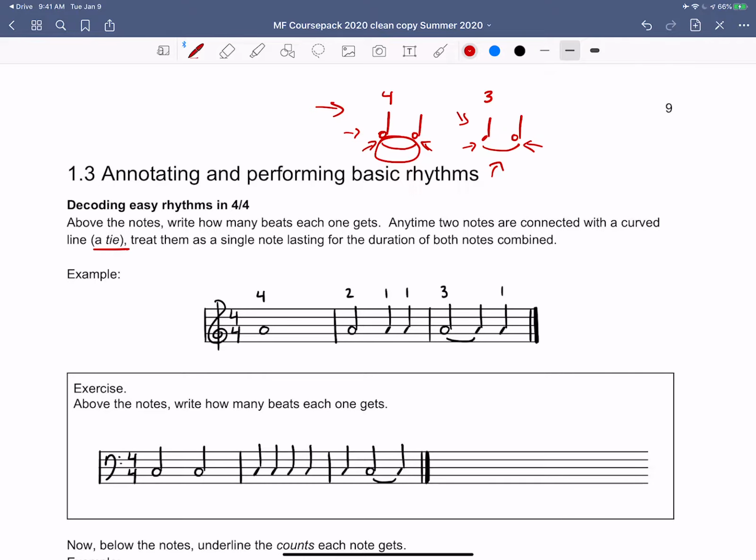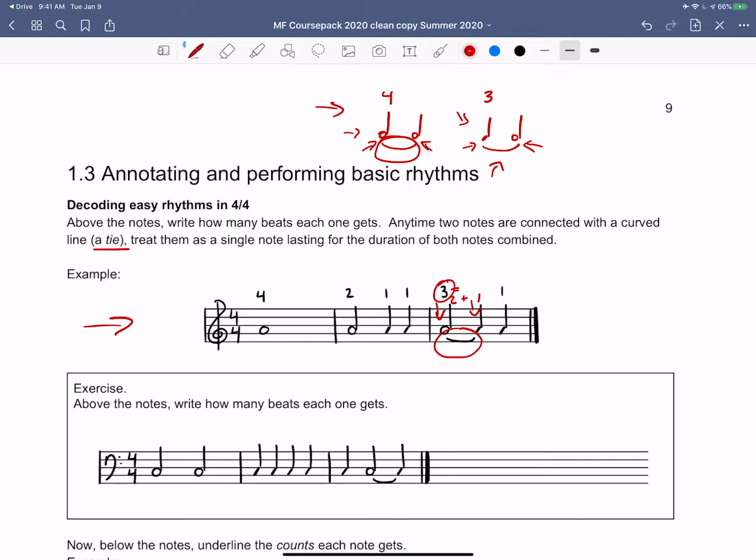So here's an example. And what we're going to do is to just dissect this first with the tie and then look at the thing as a whole. So here is a tie, and you'll notice that this is a half note, that's a quarter note. So that's why we have that number 3 there. It is to represent that we have a 2 plus a 1. So this is just one giant 3-beat note.